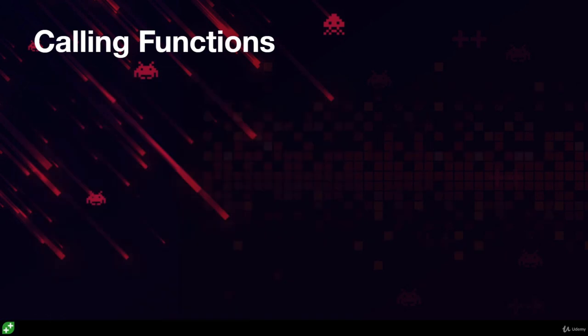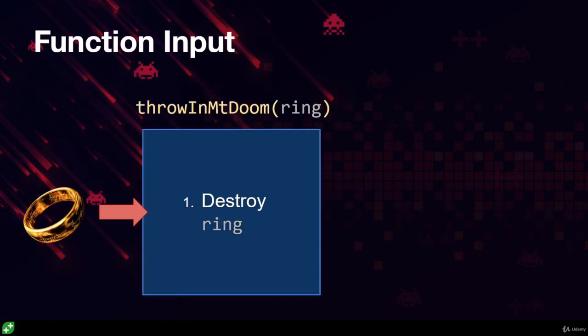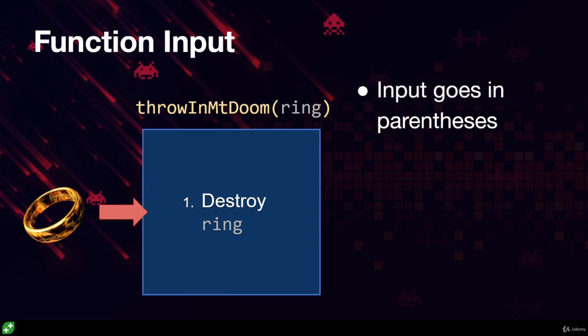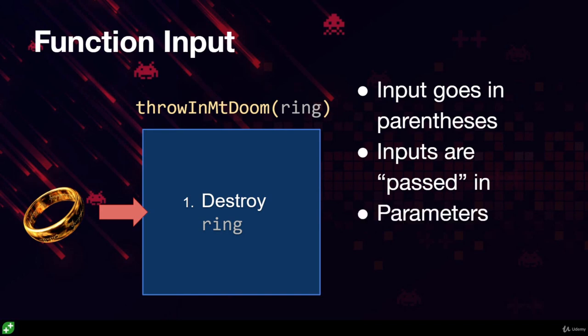Pretty simple. Now, some functions require input. For these, the input goes into the parentheses. It's said that we pass the input into the function, and the function takes that input data and uses it to perform its task. These inputs are called parameters, and sometimes, just to be difficult, programmers will also refer to them as arguments, so you may hear both of those terms. They both mean function input.